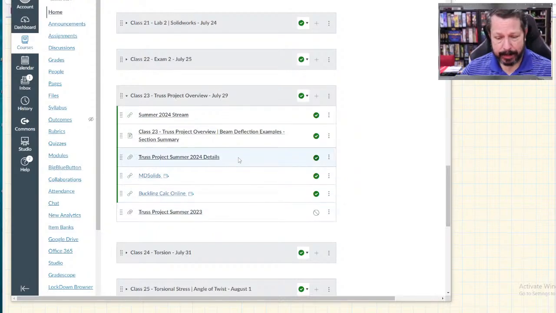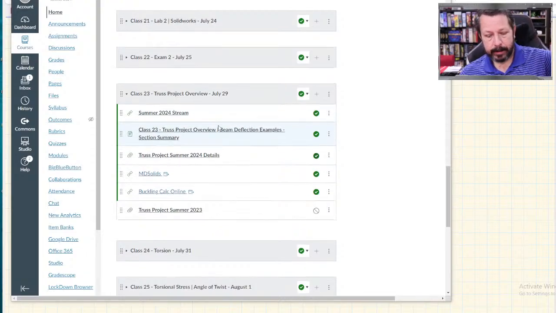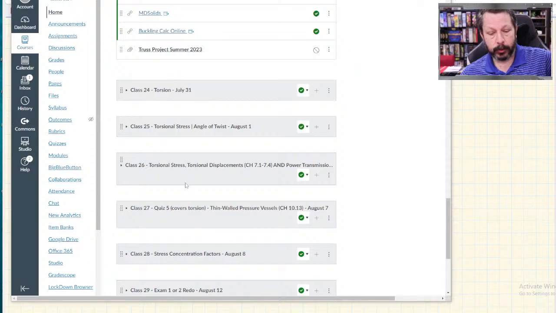I don't anticipate many, maybe questions about the project. So we've got the trust project, we'll talk about that. We've got this topic of torsion, so we'll spend the rest of this week and part of next time talking about torsion.